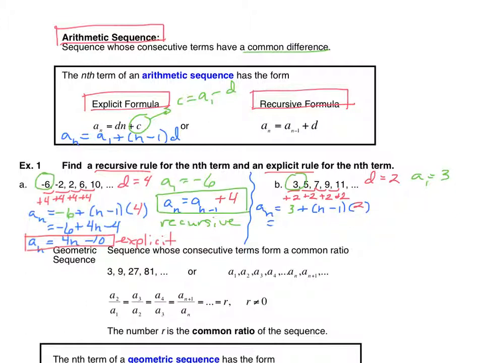So find both rules, the recursive and the explicit. And then when you get an answer, share, share, share.